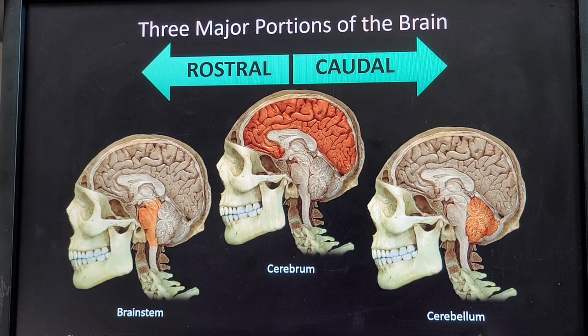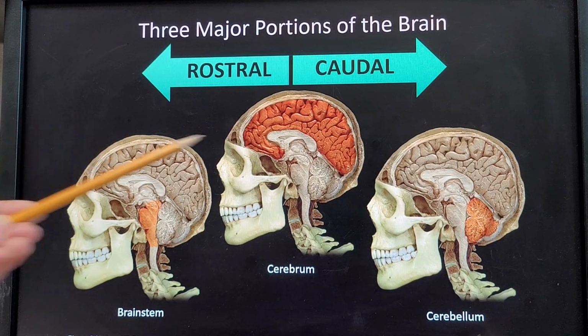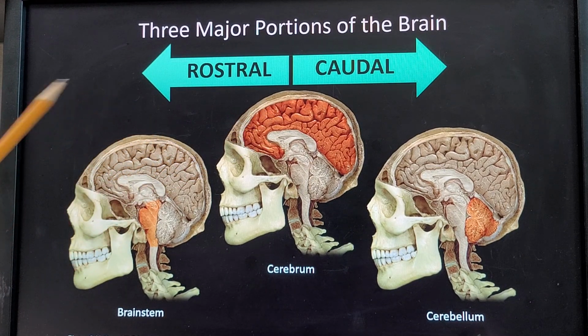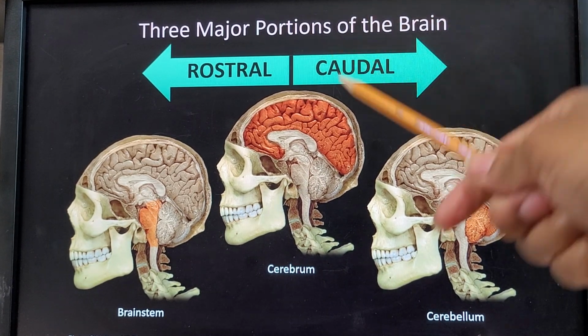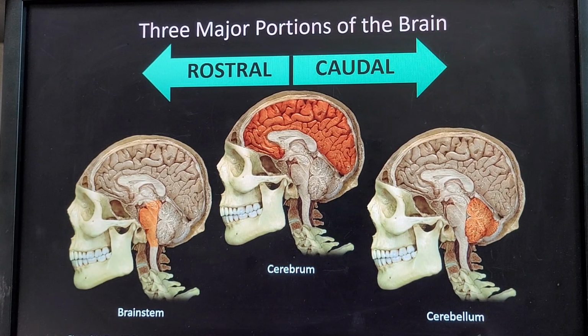For our brain, we have two different directions. Rostral is going towards the anterior or front portion. That's just another directional term. A way to remember this is rostral, nostril, so towards the front of your nose where your nostril is. Caudal is going in the opposite direction, so this is our posterior direction.